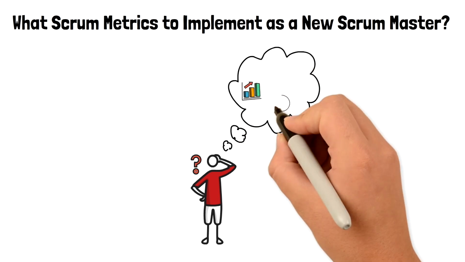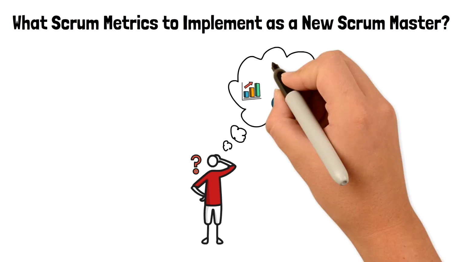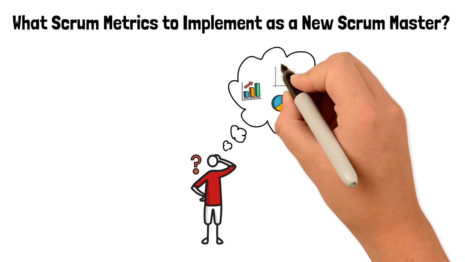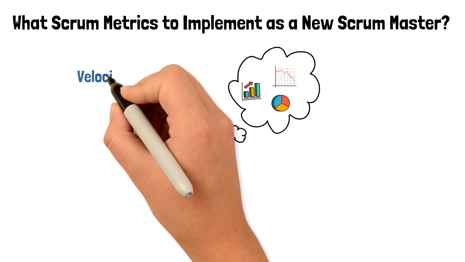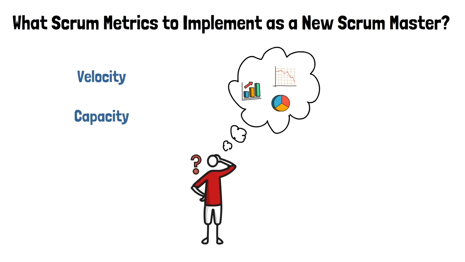In this video, we will cover 3 main Agile metrics you should implement right away for your teams. We will define each metric and discuss how to use them. The metrics we will cover today are velocity, capacity, and burndown charts.